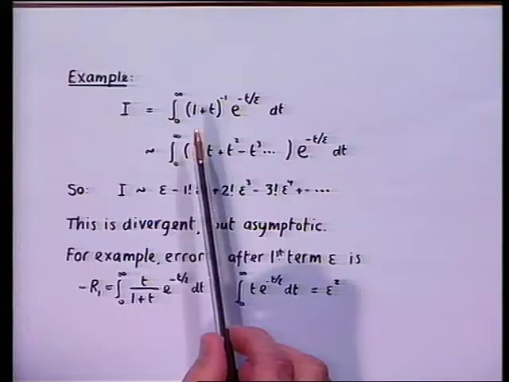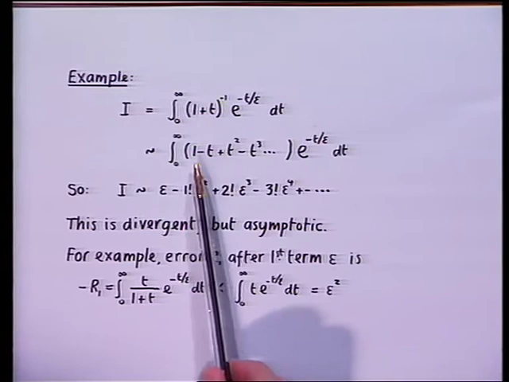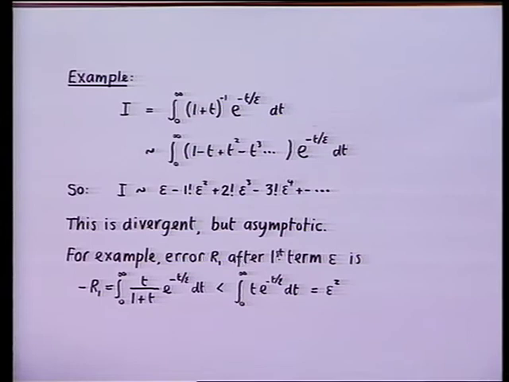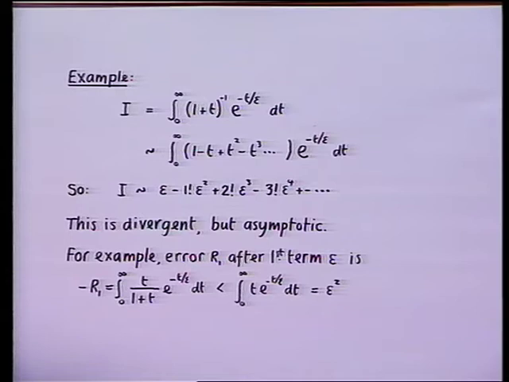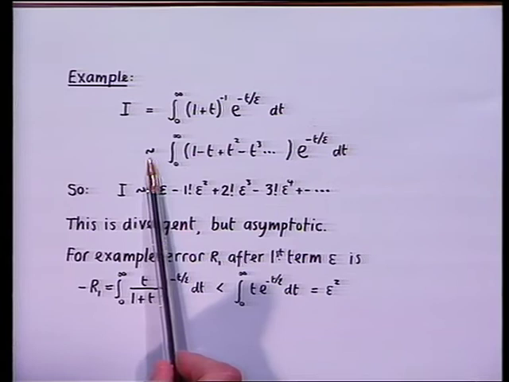That suggests very strongly that the main contribution to this integral is going to come from the region quite close to t equals 0. The integration goes from 0 to infinity, but we suspect that the main contribution is going to come from small positive values of t. That being the case, we can replace this expression, 1 over 1 plus t, by its well-known geometric progression. There's quite a lot implied in this step, because the function 1 over 1 plus t is given by this series only if t is less than 1. The series does not converge for t bigger than 1. And yet we've replaced this by this throughout the whole range of integration. And you'll notice I have been careful to put an asymptotic symbol there, not equals.